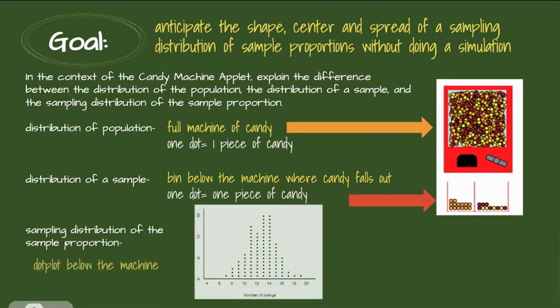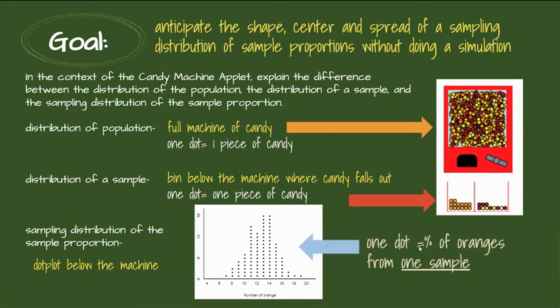So if we wanted to find the sampling distribution of the sample proportion, we'd do a dot plot. This would be a dot plot, number of orange. So we would count up how many orange there are, or actually we'd probably want to do a proportion. We would find out what percent out of our sample is orange. So it'll be p hat. One dot is percent of orange from one sample.